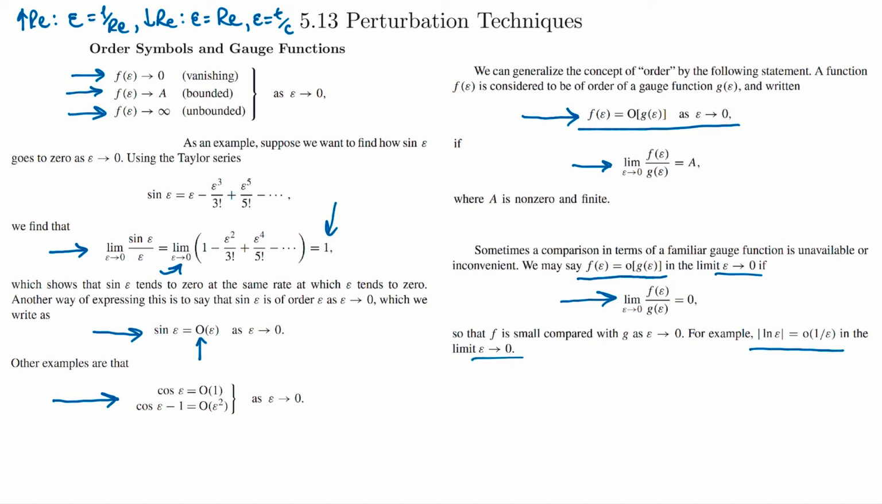And the limit as epsilon approaches 0, and that's that lowercase o we're showing right there. Okay, so that's sort of the basic idea here. Now we've familiarized ourselves with order symbols and gauge functions. Let's talk about asymptotic expansion. I'll do that on a new slide here.